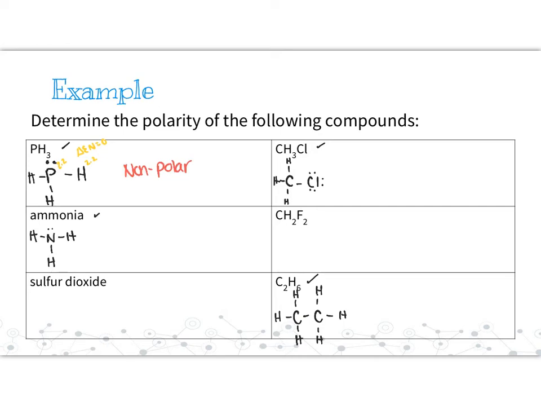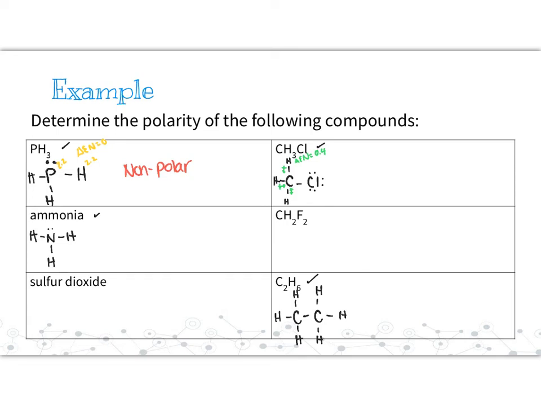Okay, let's take a look at CH3Cl. C to H has a very small bond polarity. The difference in electronegativity is 0.4, and it is slightly pushing towards carbon in each case.